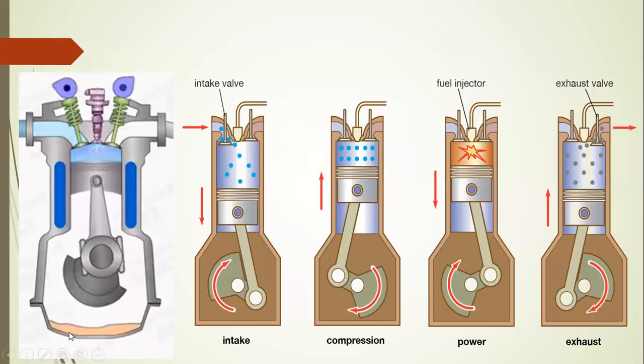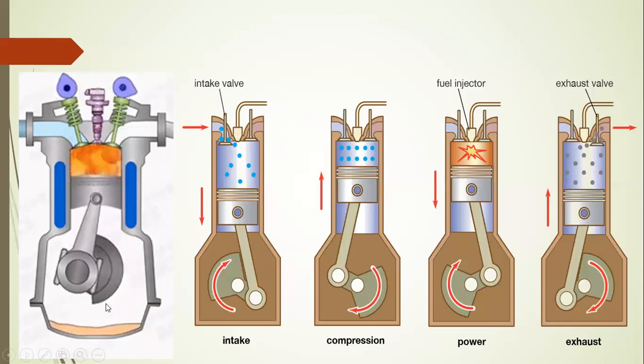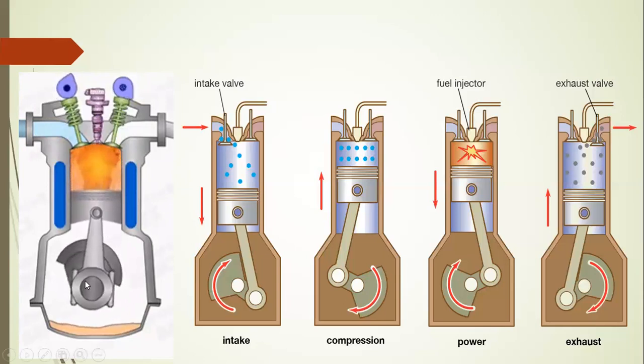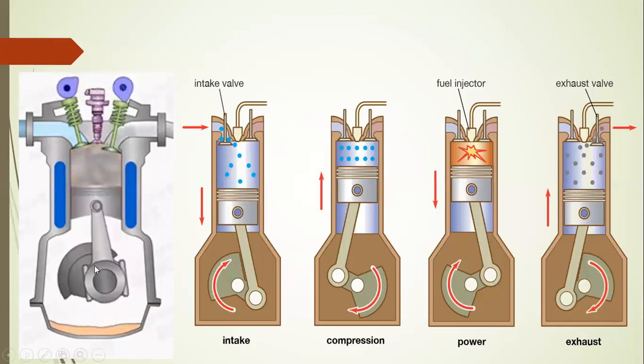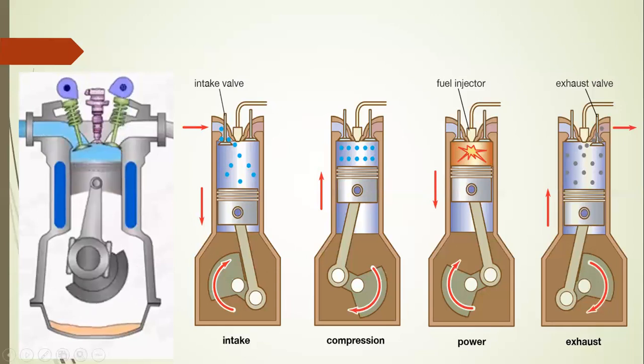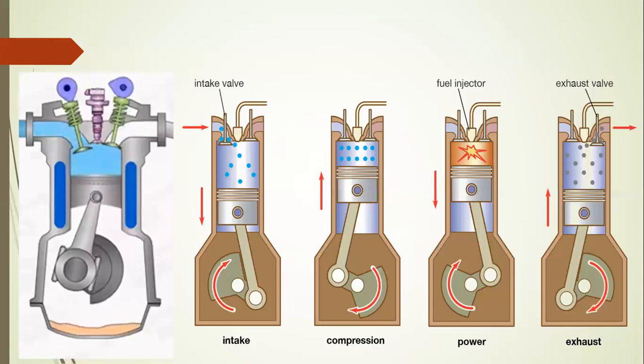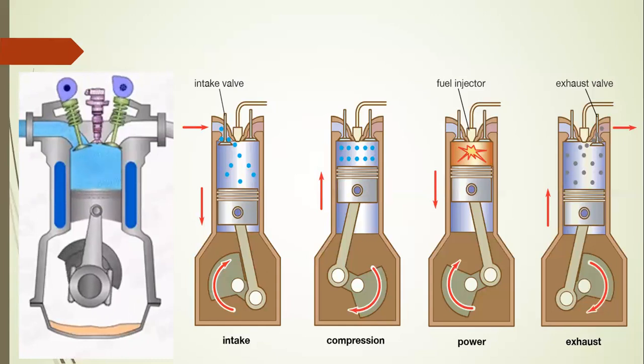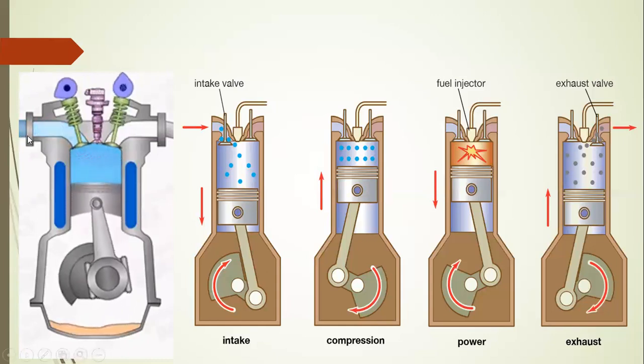This bottom side, the crankcase, is an oil sump which provides lubrication to all mechanical moving parts. Thus we remove noise, vibration, friction, wear and tear. That's why oil is required for all types of engines.